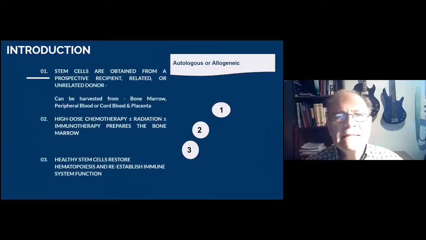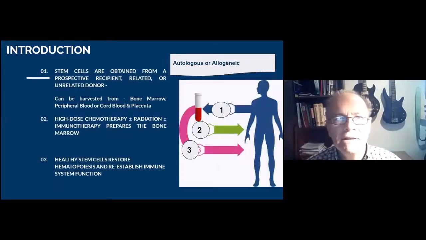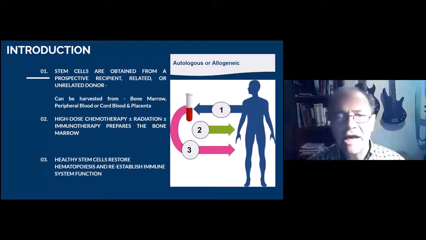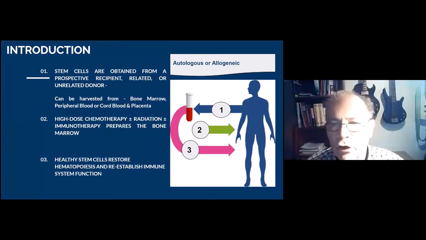The stem cells are obtained from a prospective recipient, or from a related or unrelated donor, and can be harvested from bone marrow, peripheral blood, or cord blood and placenta. High-dose chemotherapy, with or without radiation, with or without immunotherapy, prepares the bone marrow for the infusion of stem cells. And healthy stem cells restore hematopoiesis and reestablish immune system function.